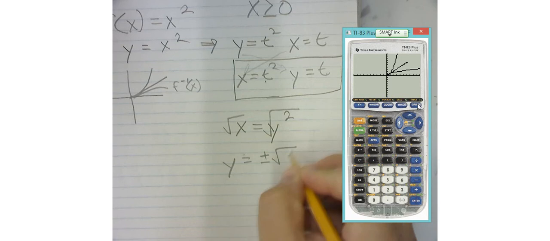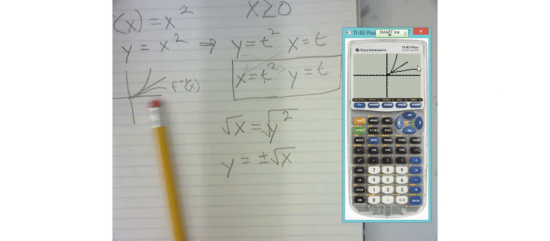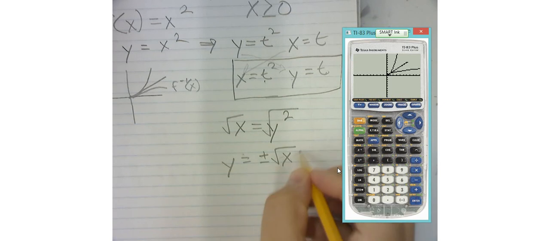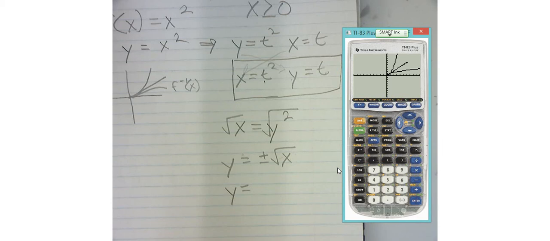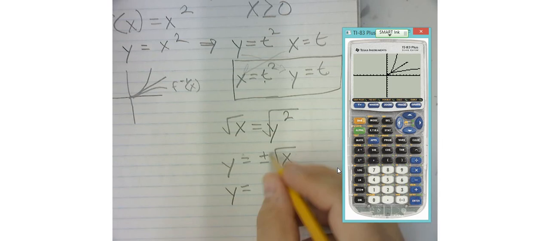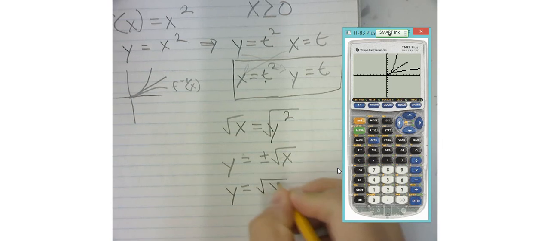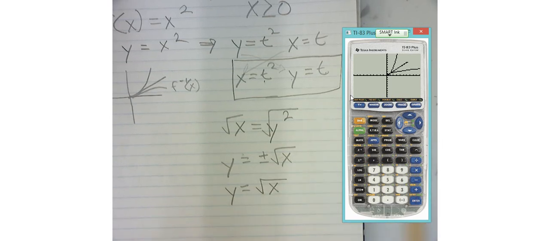Now based on the parameters and the way that we've set this up, we would be interested in the principal root, right? So we have two possible solutions, but the way that the parametric equation is graphed, we're only interested in the positive square root of x. And so let me demonstrate that for you real quick.